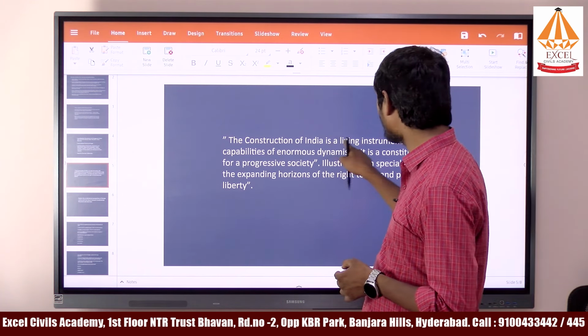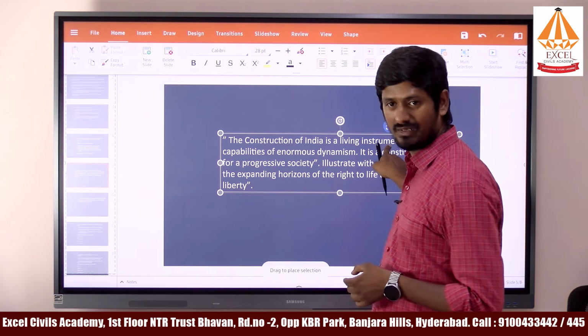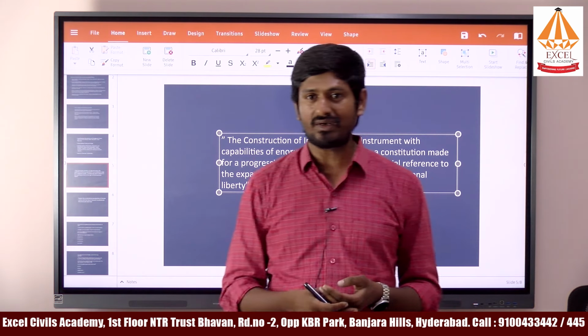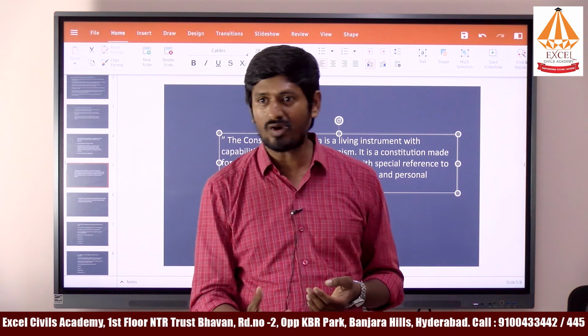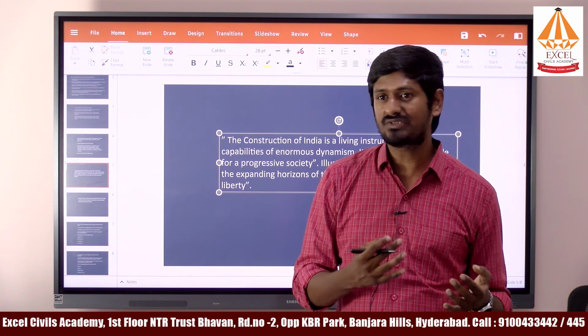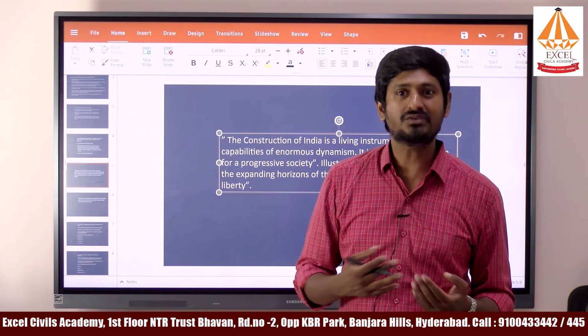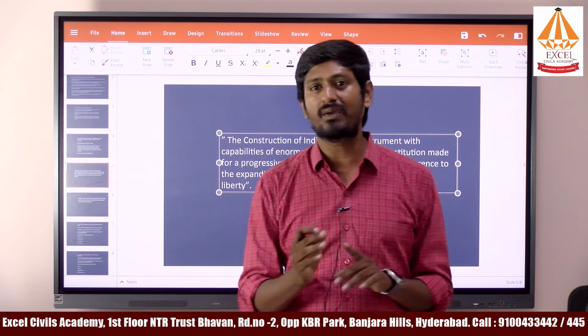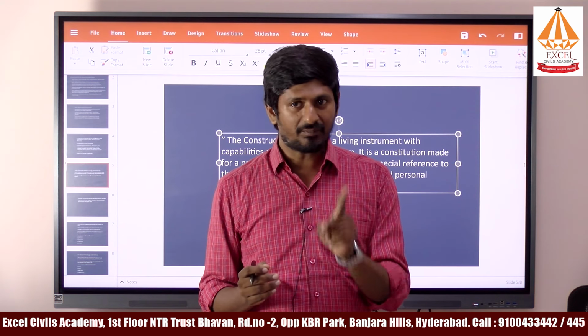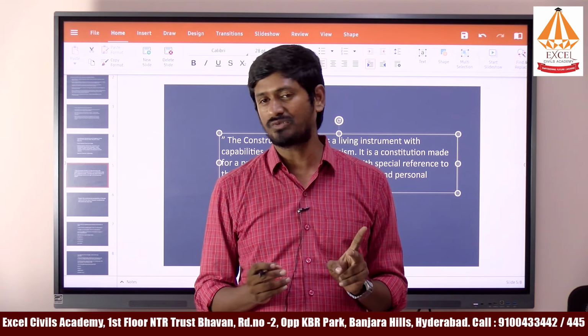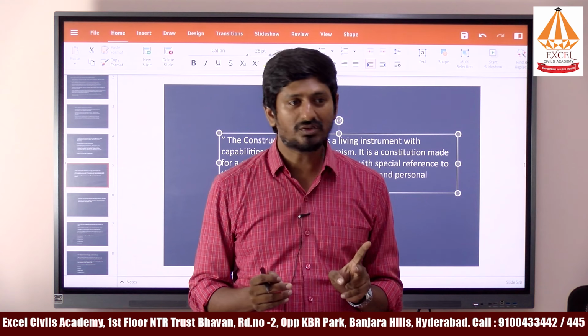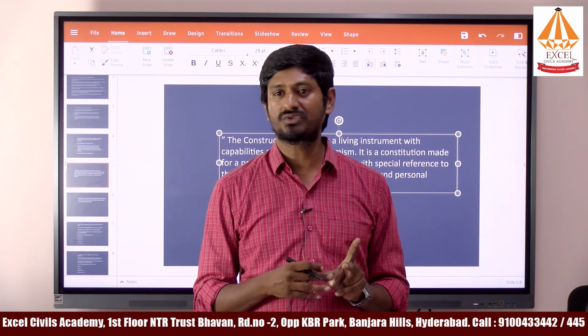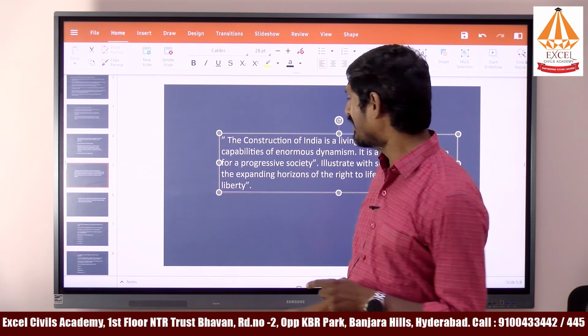Stating that Indian Constitution is a living document. Just now I told you, right? Indian Constitution is a living document because the changes in the society must be accommodated into the Constitution. That accommodation is possible by means of two things. A. Interpretation by the judiciary. B. Constitution amendment.